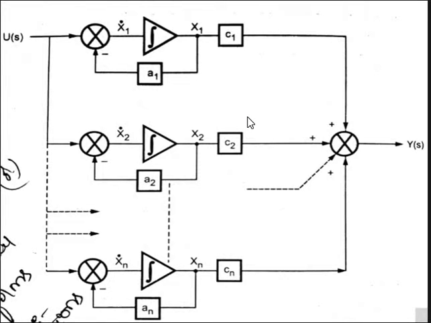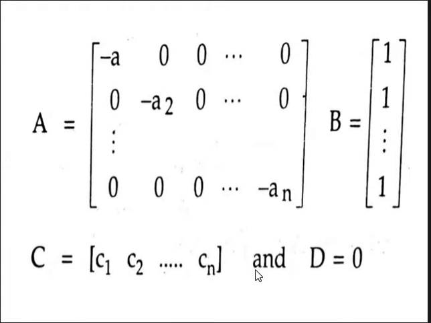From this parallel programming method, we can directly write the A, B, C and D matrices. Otherwise we can write the equations for x1 dot of t, x2 dot of t, x3 dot of t, and so on, and the output y of t. Then we can collect the A matrix, B matrix, C and D matrices. Otherwise, directly from this diagram we can write the A, B, C, D matrices. So now we will see how to write the A, B, C and D matrices directly from this diagram. These are the matrices A, B, C, D.